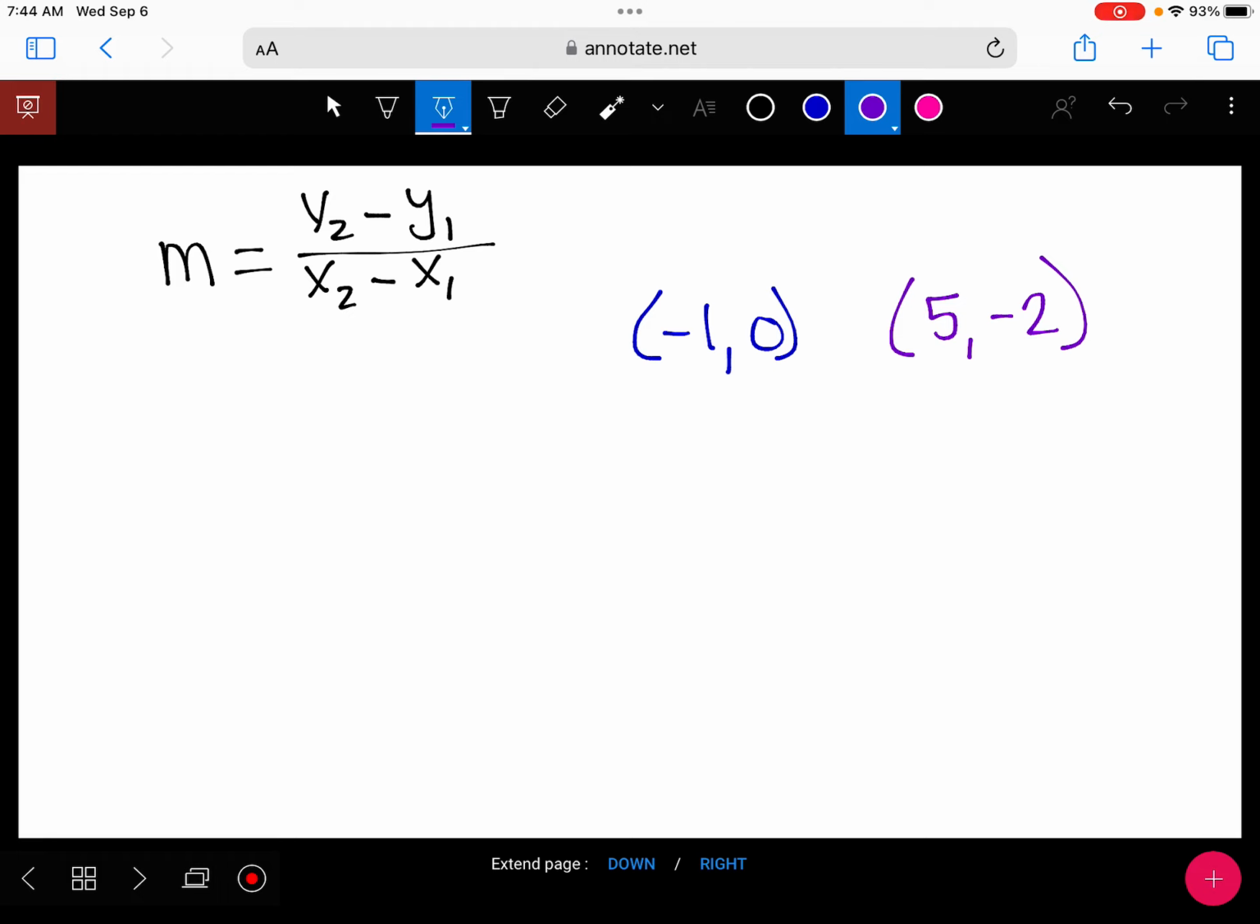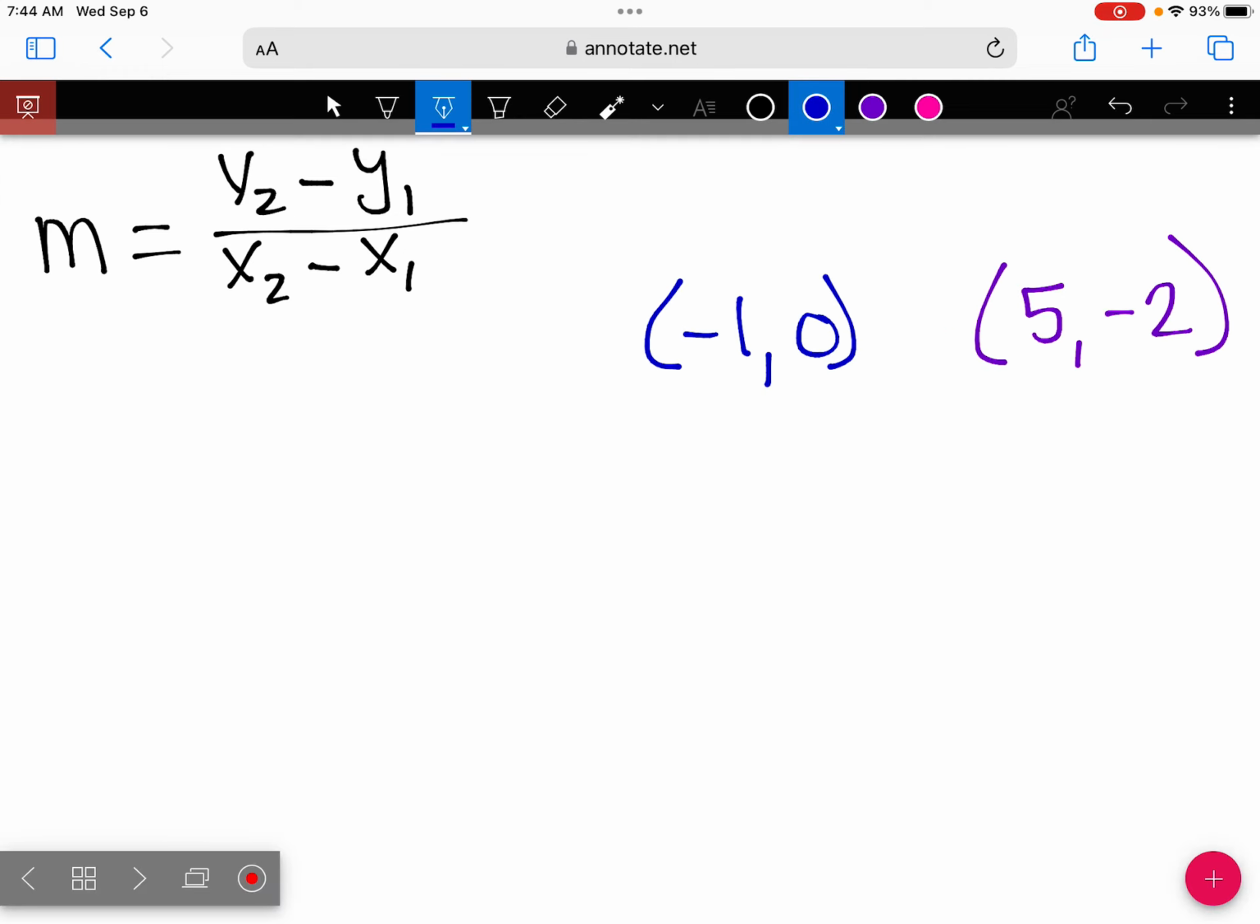Again, it genuinely does not matter which point you call 1 and which point you call 2. It does not matter. I just tend to go left to right. x1, y1, x2, y2. That's all the little numbers mean. It's just labeling it for point 1 and point 2.